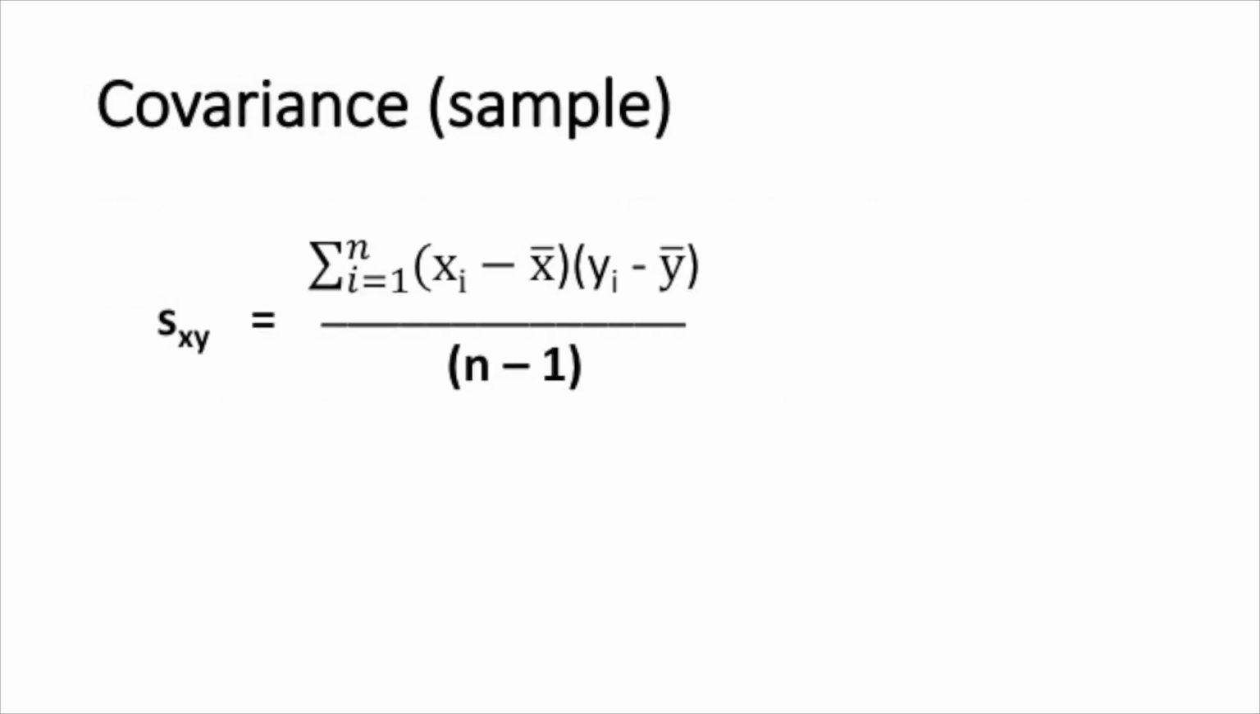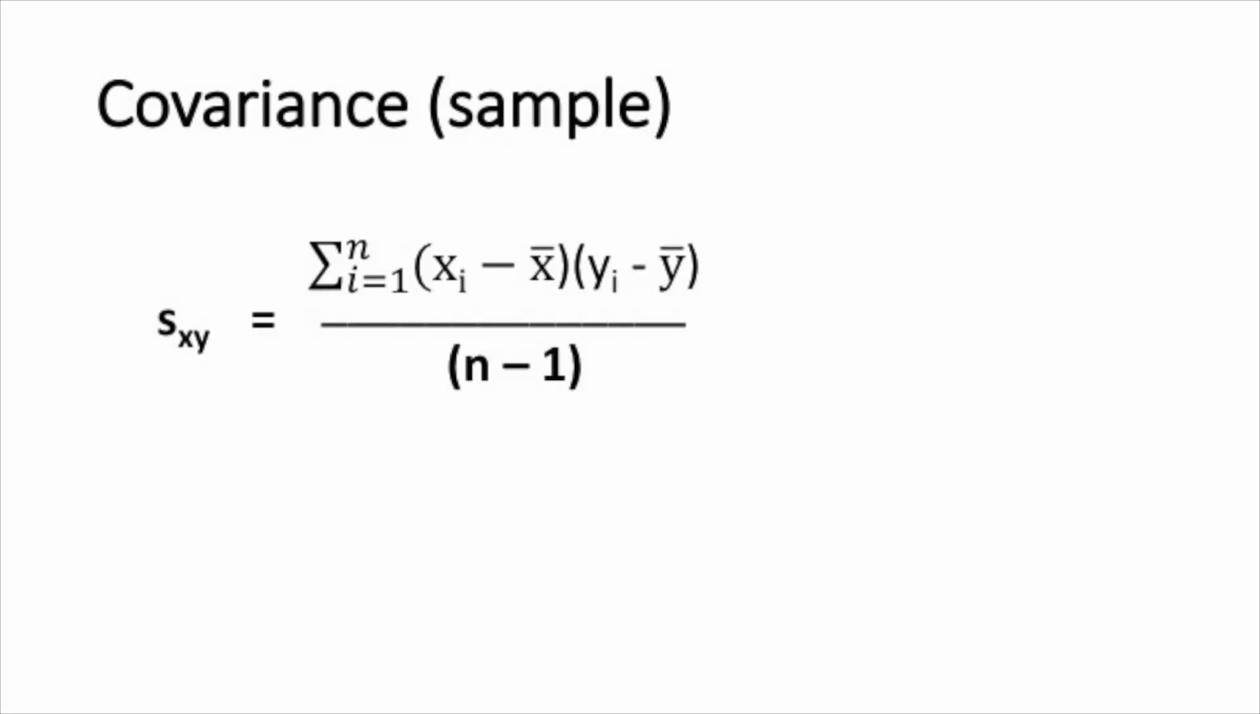Here's a formula that we use to calculate the covariance of a sample. So the notation we use is S_XY. The XY subscript reminds us that we have two variables. You see that it's a summation from i equals 1 to n. In other words, we do this for every single observation in the data set of x_i minus x bar. So that tells you how far the observation is from the mean value for x, multiplied by y_i minus y bar, which tells you how far the y variable is from the mean of y. You divide this by n minus 1.